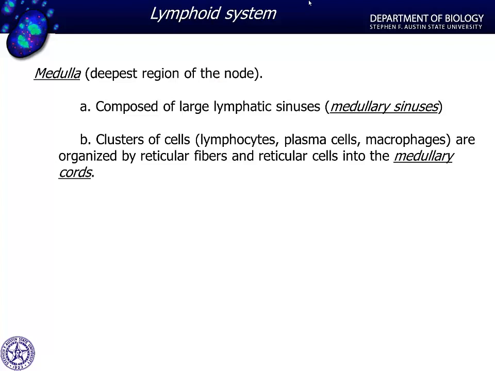Now we get to the deepest portion of the lymph node, and this is the medulla. And here we have lymphatic sinuses, and these are going to be spaces between our cellular clusters that are medullary cords. Now, all types of cells are going to be here. B and T lymphocytes, plasma cells, memory cells, macrophages. They're all organized into these cords by the reticular fibers and reticular cells, and between those, simply the spaces that we have are our medullary sinuses.